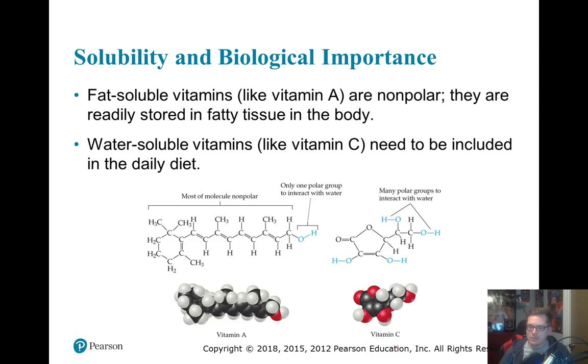But anyway, if you take a bunch of vitamin C because you think you're getting a cold, if you overdose on vitamin C, it's not such a big deal, because your body can just pee it out, because it's soluble in your urine, right? Whereas vitamin A, no such luck.